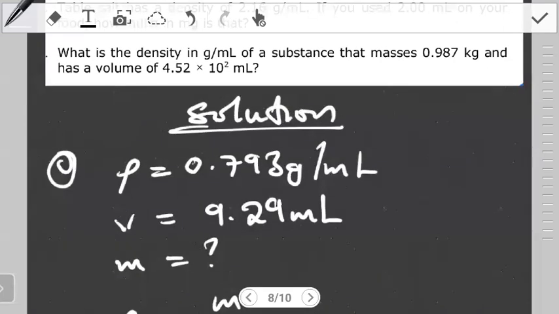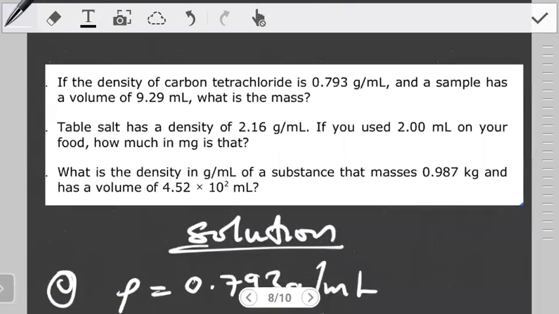Okay, so let's look at the second question. For the second question, we have table salt. We're being told that table salt has a density of 2.16 grams per milliliter. If you use 2.00 milliliters on your food, how much in milligrams is that?